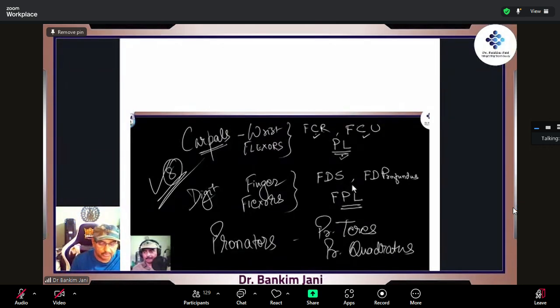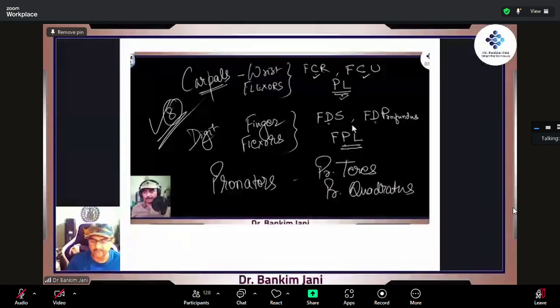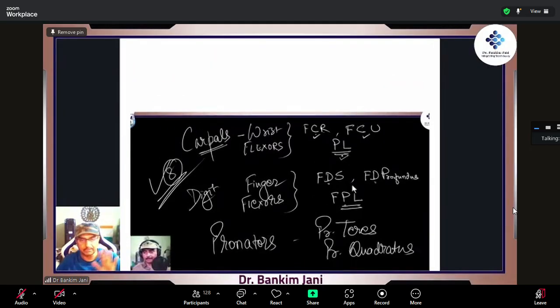So obviously it will be acting only on the wrist, right? When it comes to digitorum: flexor digitorum superficialis, flexor digitorum profundus, flexor pollicis longus. Finally, the thumb. So they are the finger flexors. Pronators, simple: pronator teres and pronator quadratus. So these are the major functions over.